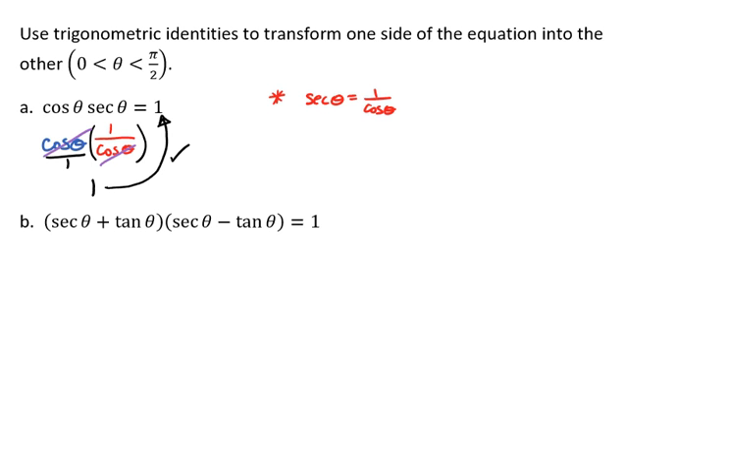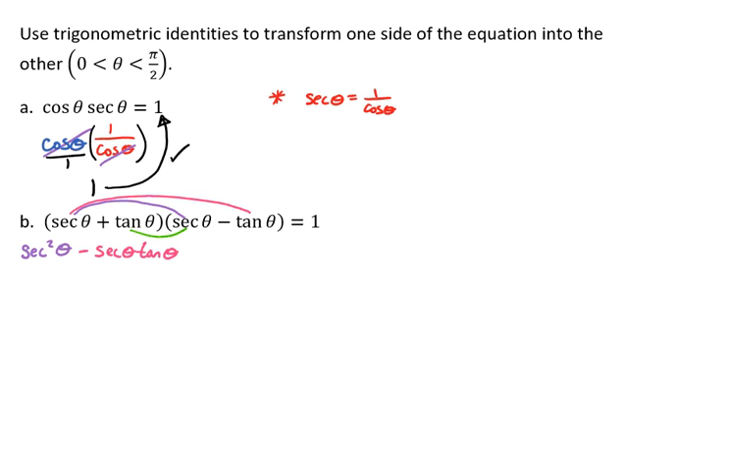Let's look at a slightly more difficult problem. Letter B says the secant of theta plus the tangent of theta, times the secant of theta minus the tangent of theta equals 1. So this one might be a little trickier to get it to turn into the 1, but here we have two binomials, so we're going to go ahead and FOIL this. So we're going to take the secant of theta times the secant of theta, which gives us the secant squared of theta. Then we're going to take our secant of theta times the negative tangent of theta, which gives us a negative secant theta tangent theta.